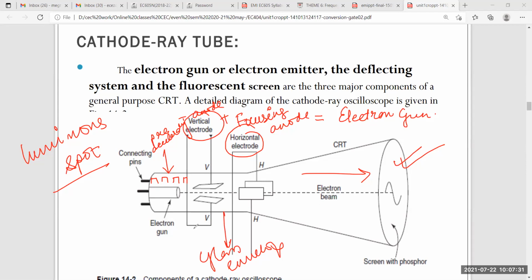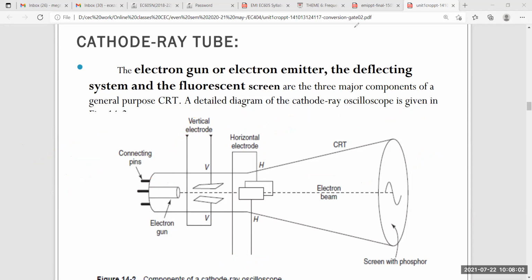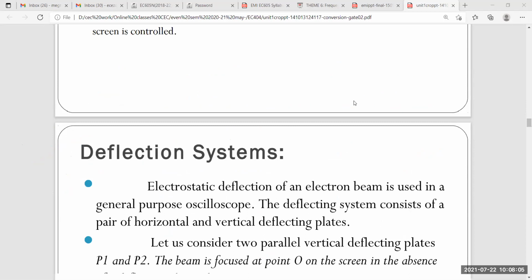So what does the electron gun do? It emits electrons and forms them into a beam. It consists of a heater, a cathode, a grid, a pre-accelerating anode, a focusing anode, and an accelerating anode. So the electron gun is very important. Next we will move on. We will not go into details. Okay, electron gun, I'm done.